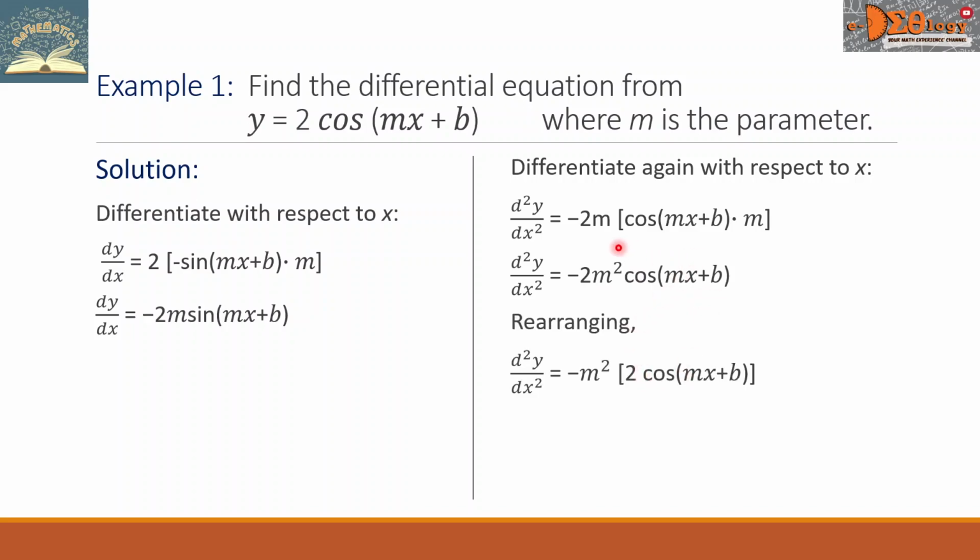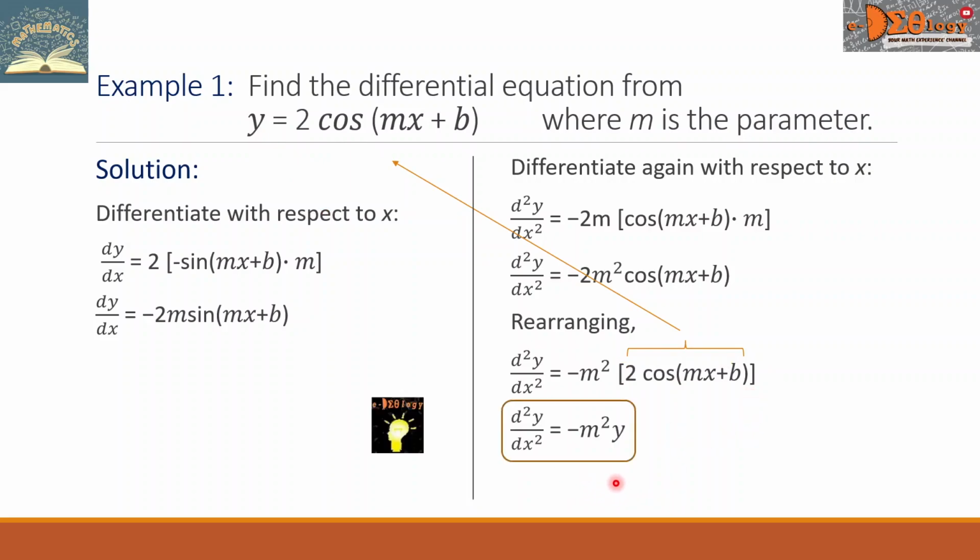We can rearrange our right side to show that this value 2 times cosine of the quantity mx plus b is equal to our y value, which is in the original equation. It means we can substitute the variable y to this value here. By doing so, it becomes like this. And this is now the final answer, which means second derivative equals negative m squared y.